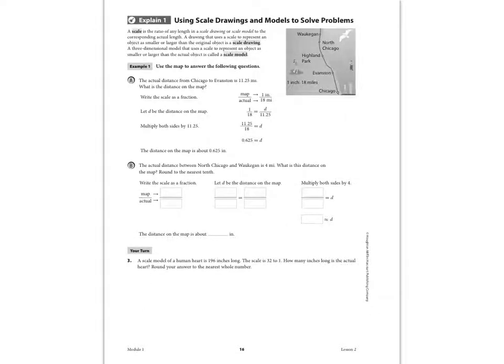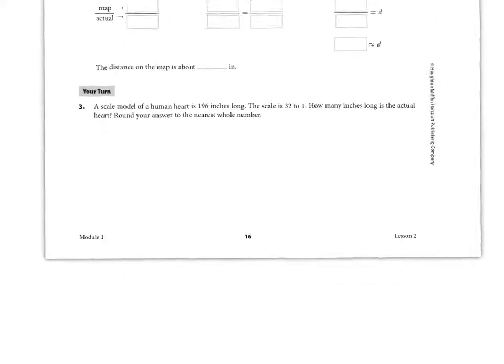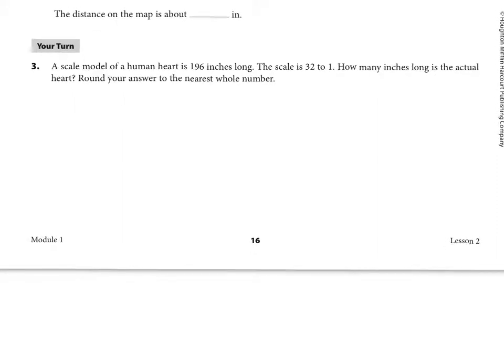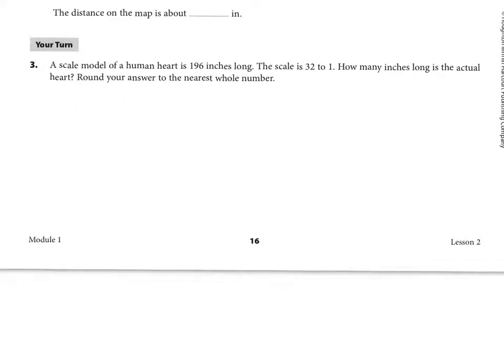Okay, so what we're going to do is come down to the year term problem number 3, and we are going to try to work that one together. It says a scale model of a human heart is 196 inches long. The scale is 32 to 1. How many inches long is the actual heart?